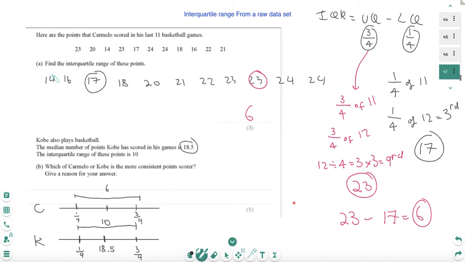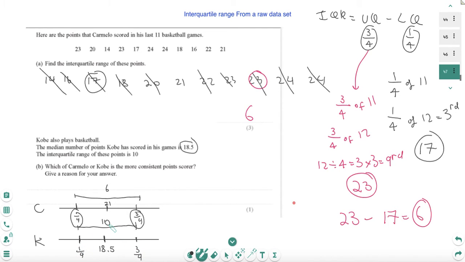So let's find the middle number. Because we're given the median for Kobe, it just makes sense to find the median for Carmelo. So 21. All right. So let's figure out who is more consistent. Well, basically, Carmelo is more consistent because the gap between his 25th percentile best game and his 75th percentile best game is only 6 points. So the difference between a relatively weak game and a relatively strong game is only 6 points.